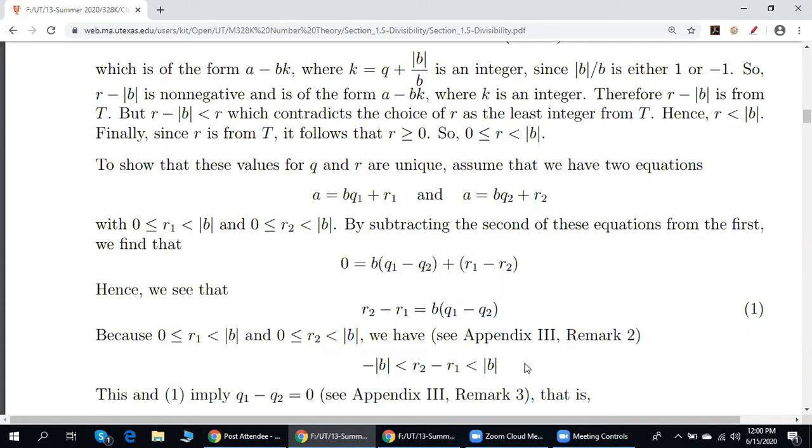First of all, again, it's kind of common sense. Think about this. R2 minus R1 is strictly between negative absolute value of b and absolute value of b. But R2 minus R1 is b, same b is here, times an integer. If you think a little bit, this actually almost immediately implies that there is no escape. This has to be 0. But let us do it rigorously.